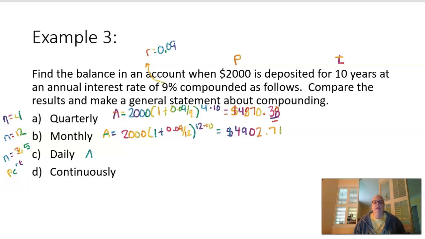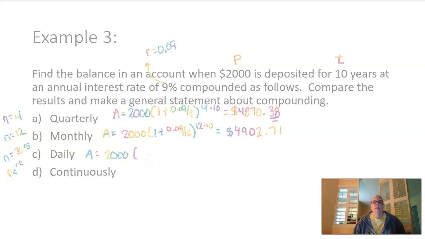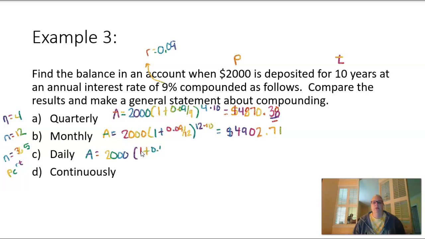Alright, let's do daily. We'll have $2,000 times 1 plus 0.09 divided by 365 to the power of 365 times 10. Now we would think this would be a very large number because you're getting interest 365 times each year. So for 10 years, we're getting 3,650 times that interest is calculated on our money here.